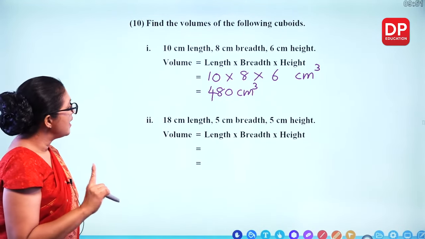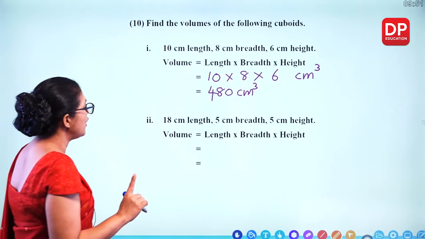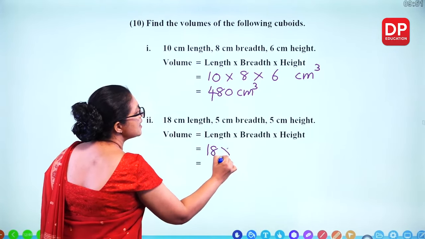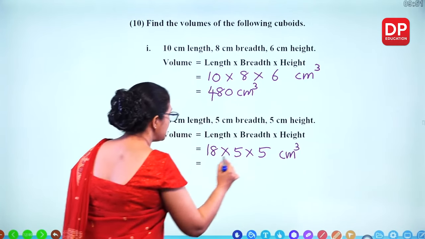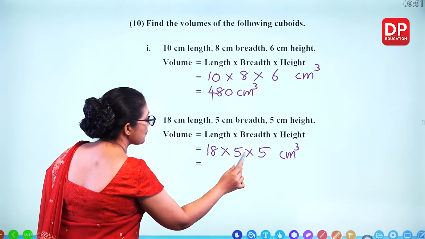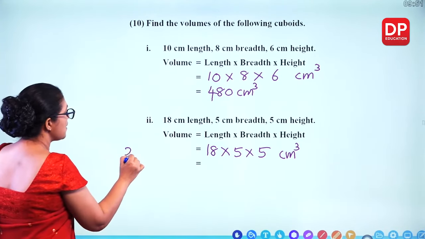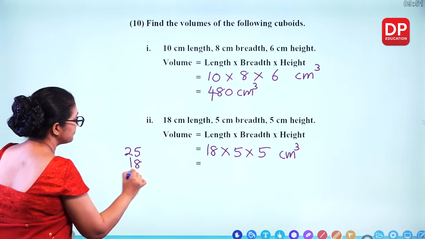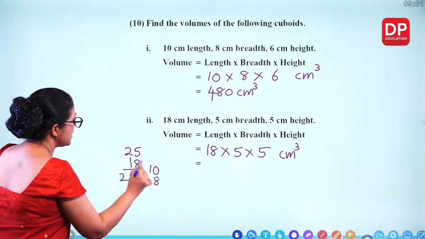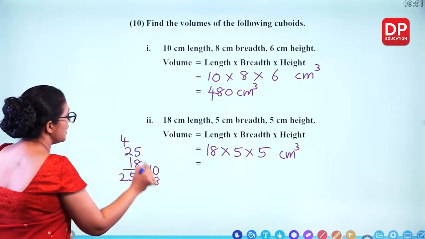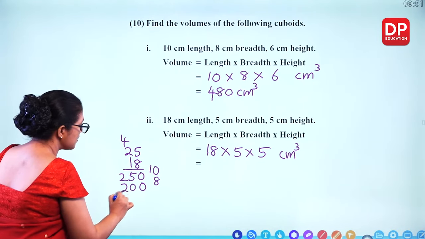Next one. 18 centimeter length, 5 centimeter breadth and 5 centimeter height. What's the volume? 18 times 5 times 5. That's cubic centimeters. We can multiply 5 times 5, 25. 25 times 18, 10 and 8, 5, 2. 8 times 5, 40. 8 times 2, 16 plus 4, 20.